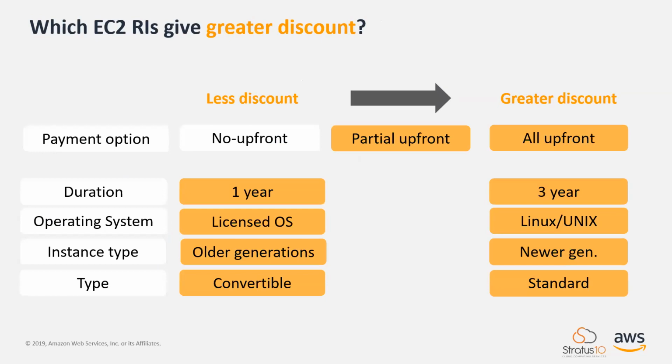Okay, so which types of RIs offer the greatest discounts to you? Typically, moving across this slide from left to right, we'll see the biggest discounts. RIs with longer term commitments and greater payment upfront will typically result in the greatest discounts. So a quick note on the payment options.